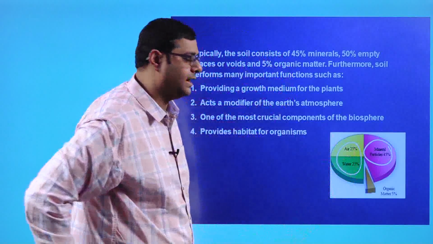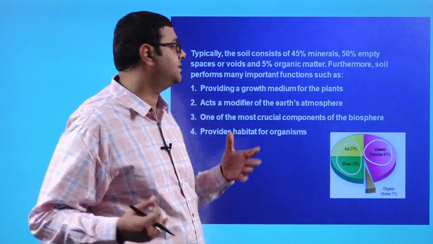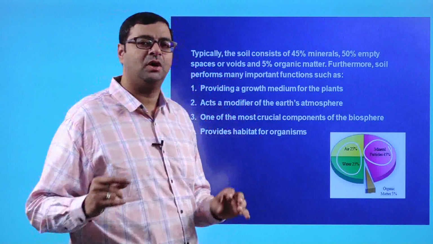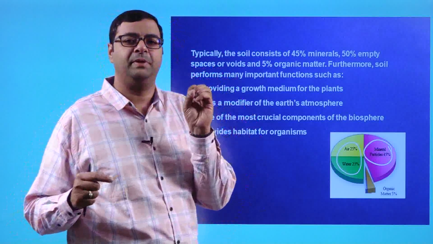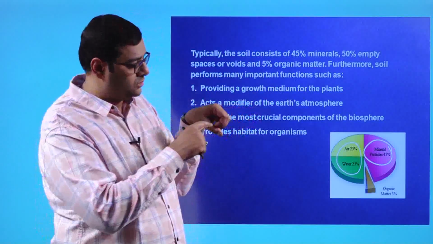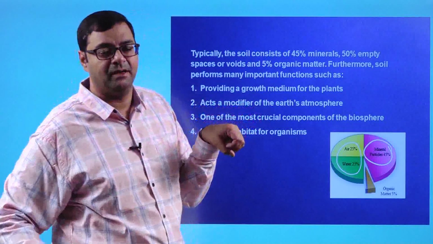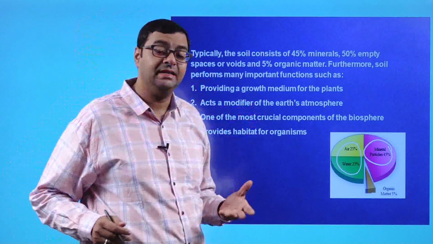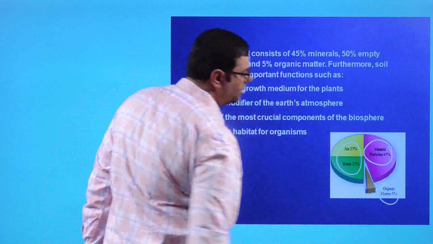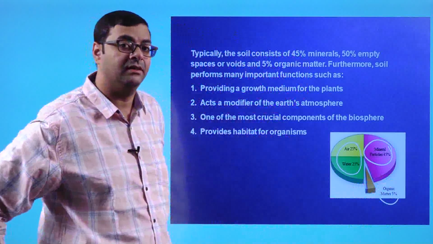Air and water. So some part of it has air in it and some part of it has water in it. So empty spaces or voids means what? Which does not have any solid matter. Say for example, this is a soil sample and this is a void inside that. This is an empty space. And also the soil contains water, and you have 5% of organic matter in the soil.